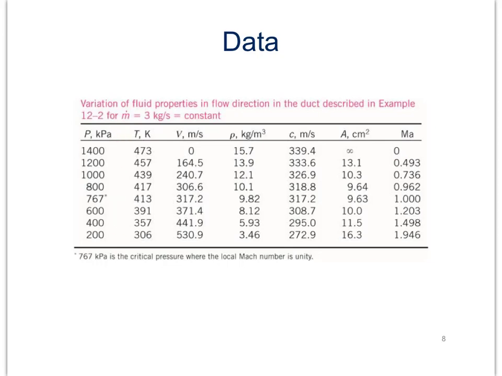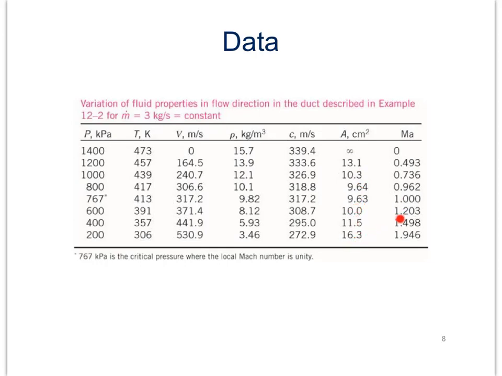What's interesting to note is, if we watch the Mach number, notice where it becomes sonic. It's 1 here, at a pressure of 767. Conveniently, that was the pressure shown on the figure right where the area changed. You can see the area decreases to 9.63 and then increases from there.